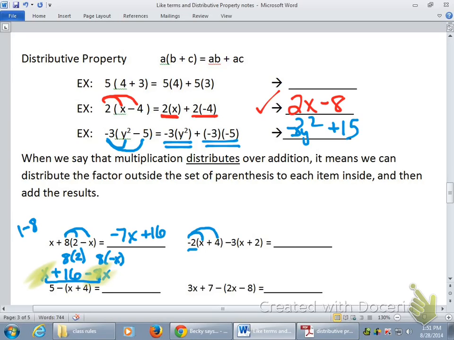So even though we don't normally write this down, in my head I'm doing negative 2 times x and negative 2 times 4. That goes on in my head. So help me with that. What is negative 2 times x? Negative 2x. And what's negative 2 times 4? That'd be negative 8.